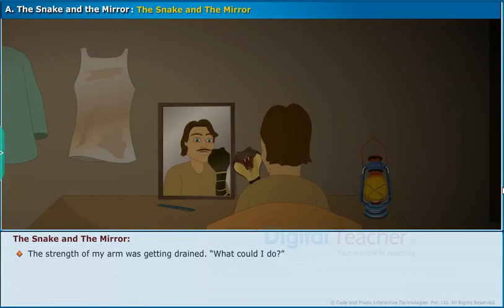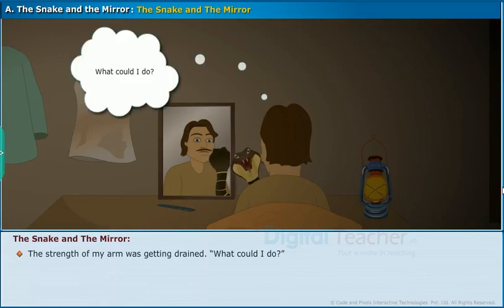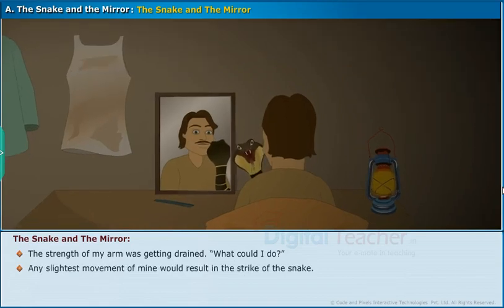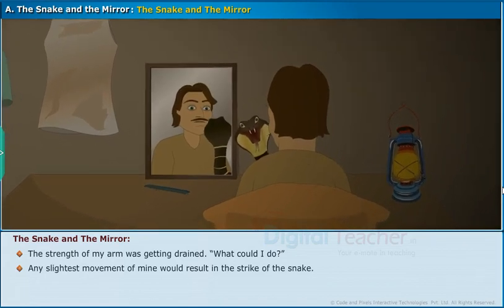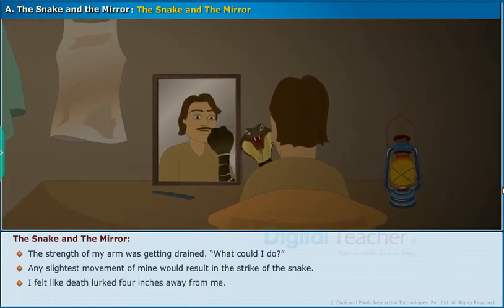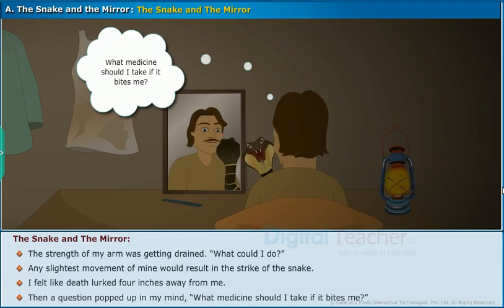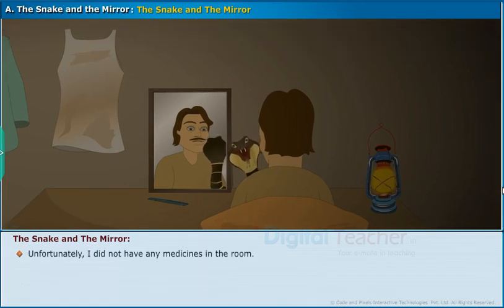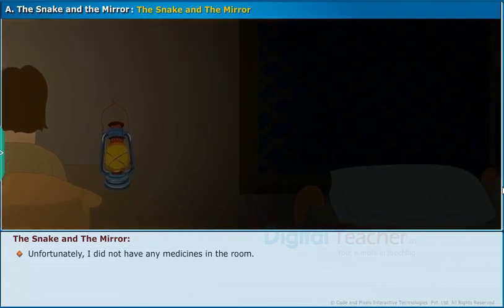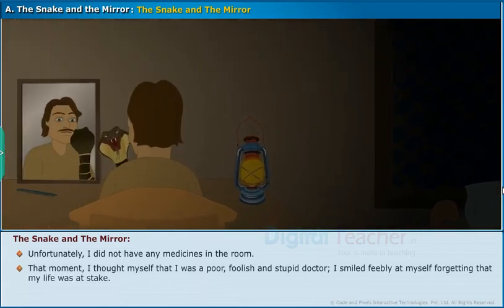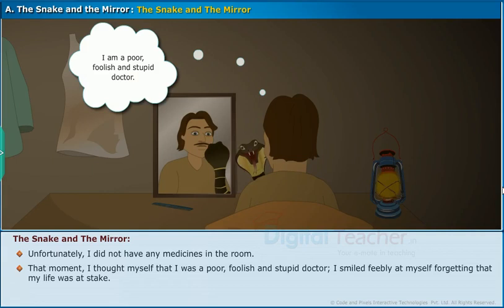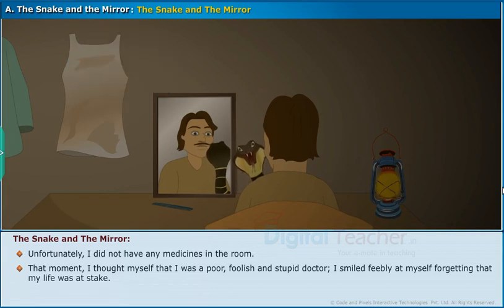The strength of my arm was getting drained. What could I do? Any slightest movement of mine would result in the strike of the snake. I felt like death lurked 4 inches away from me. Then a question popped up in my mind. What medicine should I take if it bites me? Unfortunately, I did not have any medicines in the room. That moment, I thought myself that I was a poor, foolish and stupid doctor. I smiled feebly at myself, forgetting that my life was at stake.